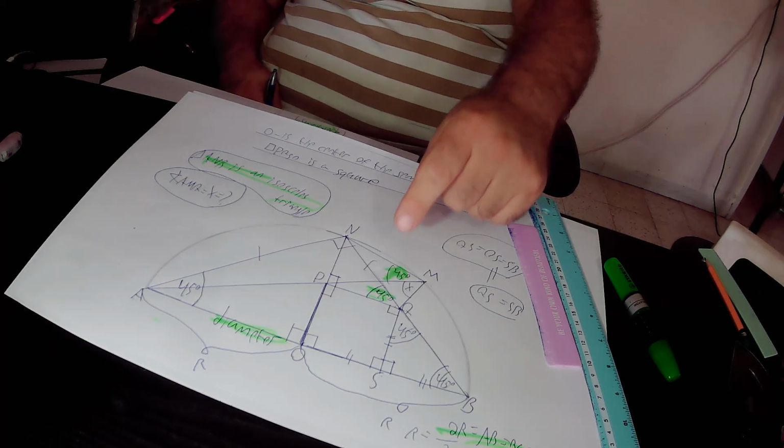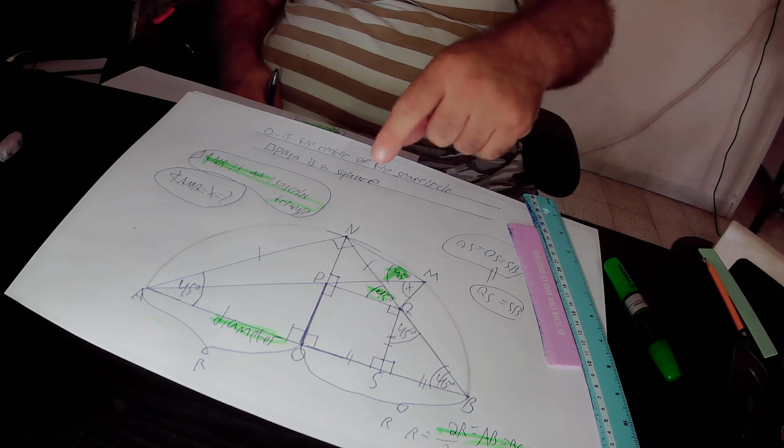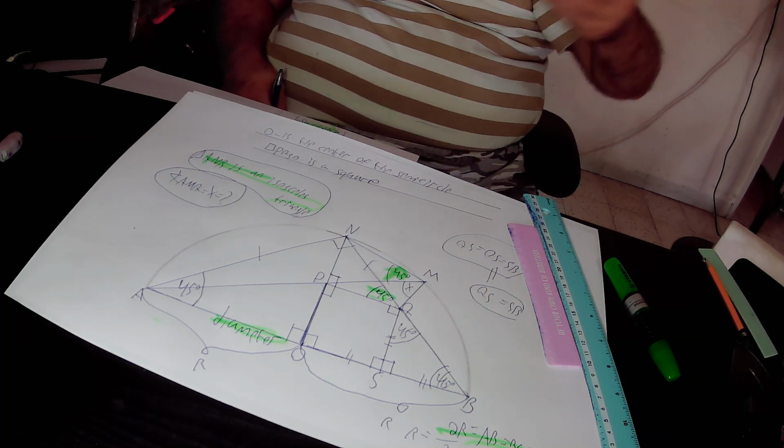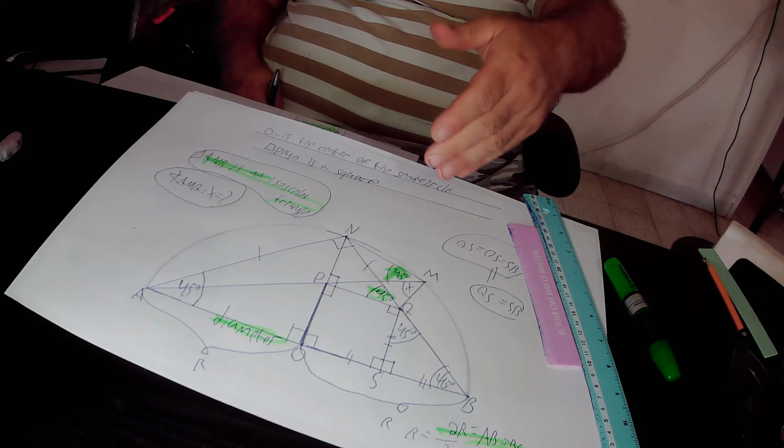Well, because they are equal to each other, and they subtend on the same base, therefore they are fit to be blocked by a circle.